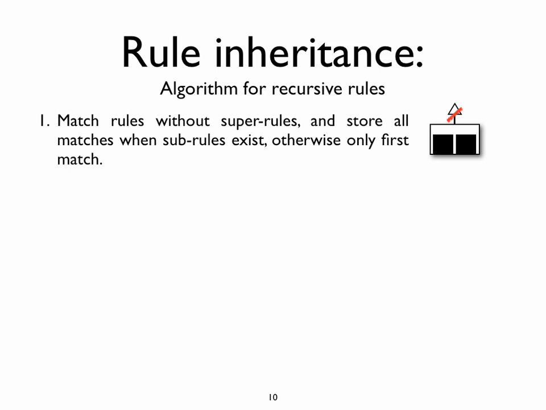So it starts off the same. We match all the rules that don't have any super rules. We store all the matches. If these rules have sub-rules, but if this is a rule without a subrule, we just store the first match. There's a reason for that.